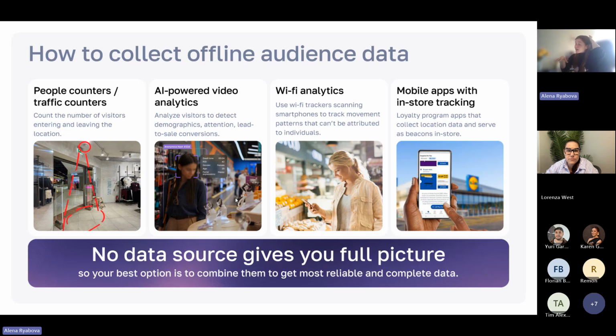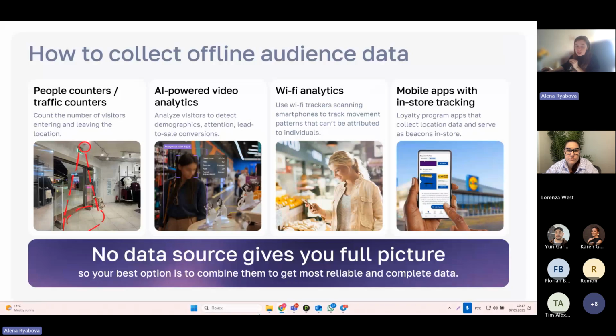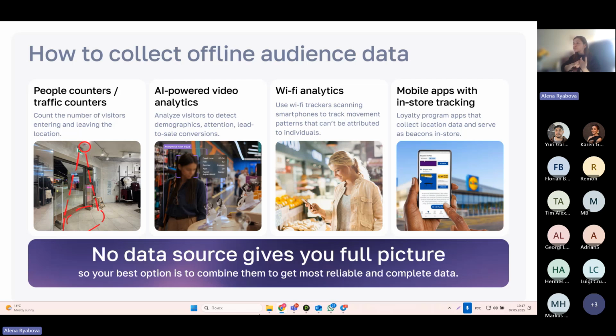Wi-Fi analytics. It is also an interesting thing that is pretty new, I think, compared with people counters. This tool is especially good when you need to understand how people are moving, because your Wi-Fi beamer is connected to their cell phones, and you know how the traffic is moving. You won't know the demographics, the age and gender, but you will understand how they are moving.